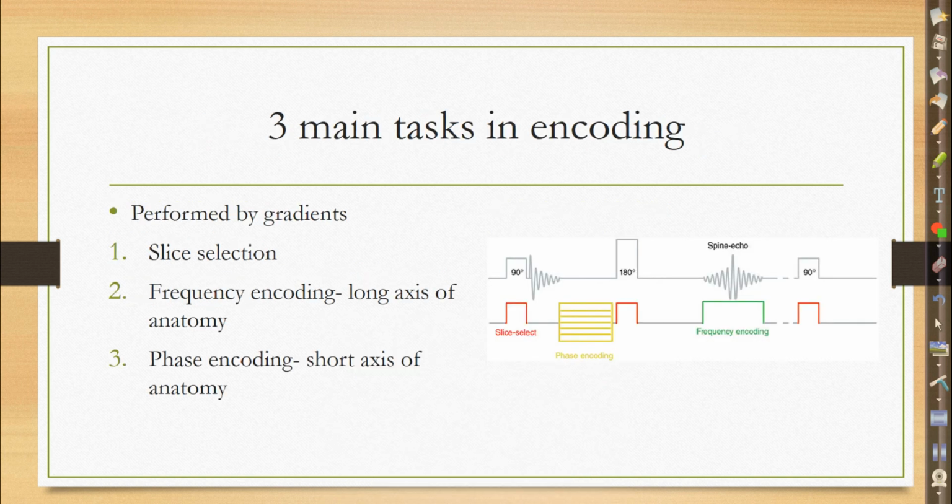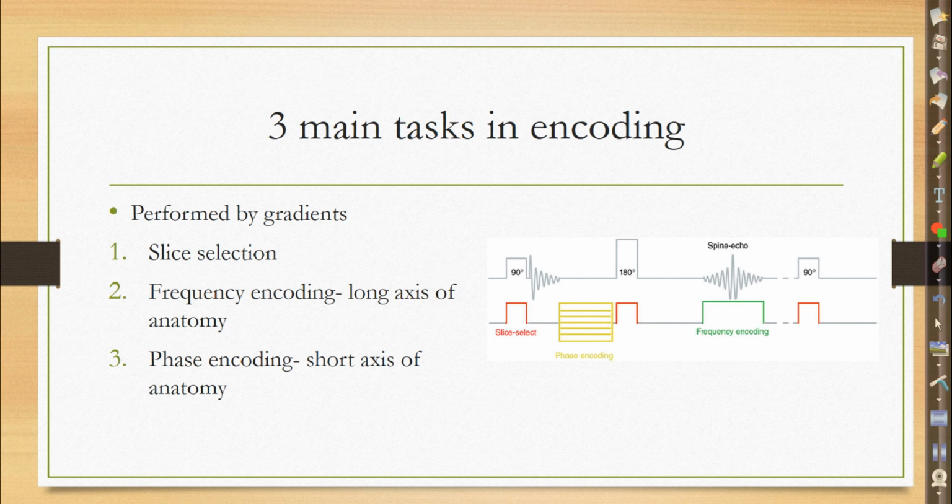Okay. So the other tasks of our gradients are what we call encoding. We're obviously going to be exciting a slice in, say, an axial, coronal, or sagittal plane, but they also have to do these tasks too. The first one is called slice selection. The second is frequency encoding, which occurs along the long axis of the anatomy.